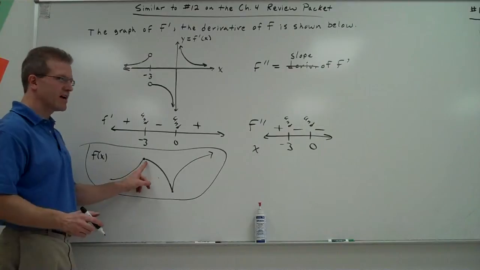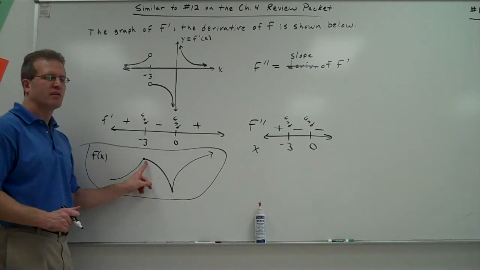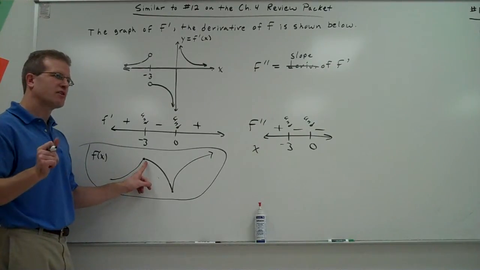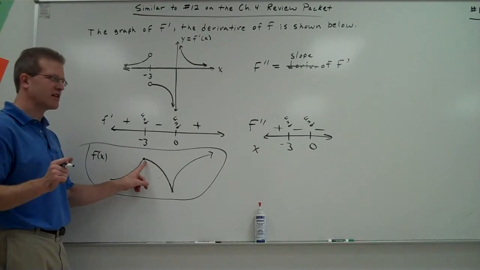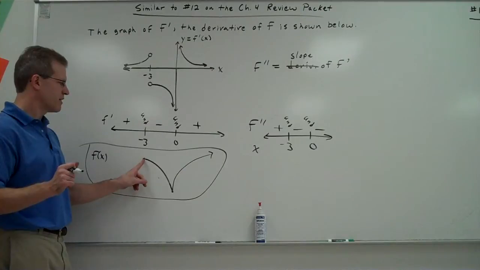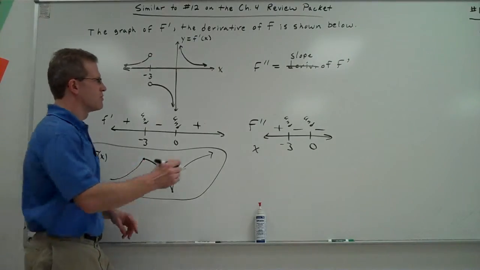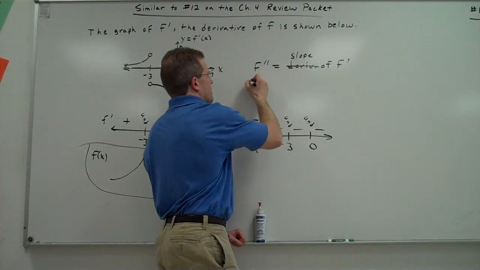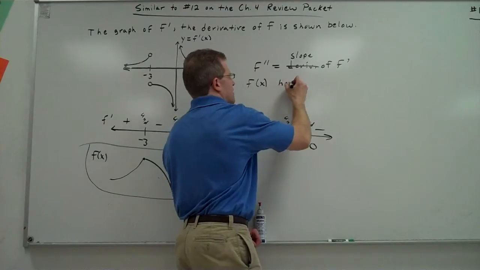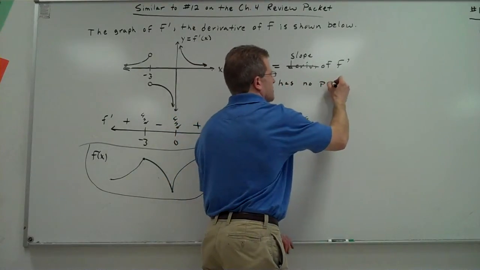So the question is, would that be a point of inflection? Now, the definition of a point of inflection says the concavity has to switch and a tangent line has to exist. If it's a corner like this, a tangent line would not exist. So this problem would have no points of inflection. f of x has no points of inflection.